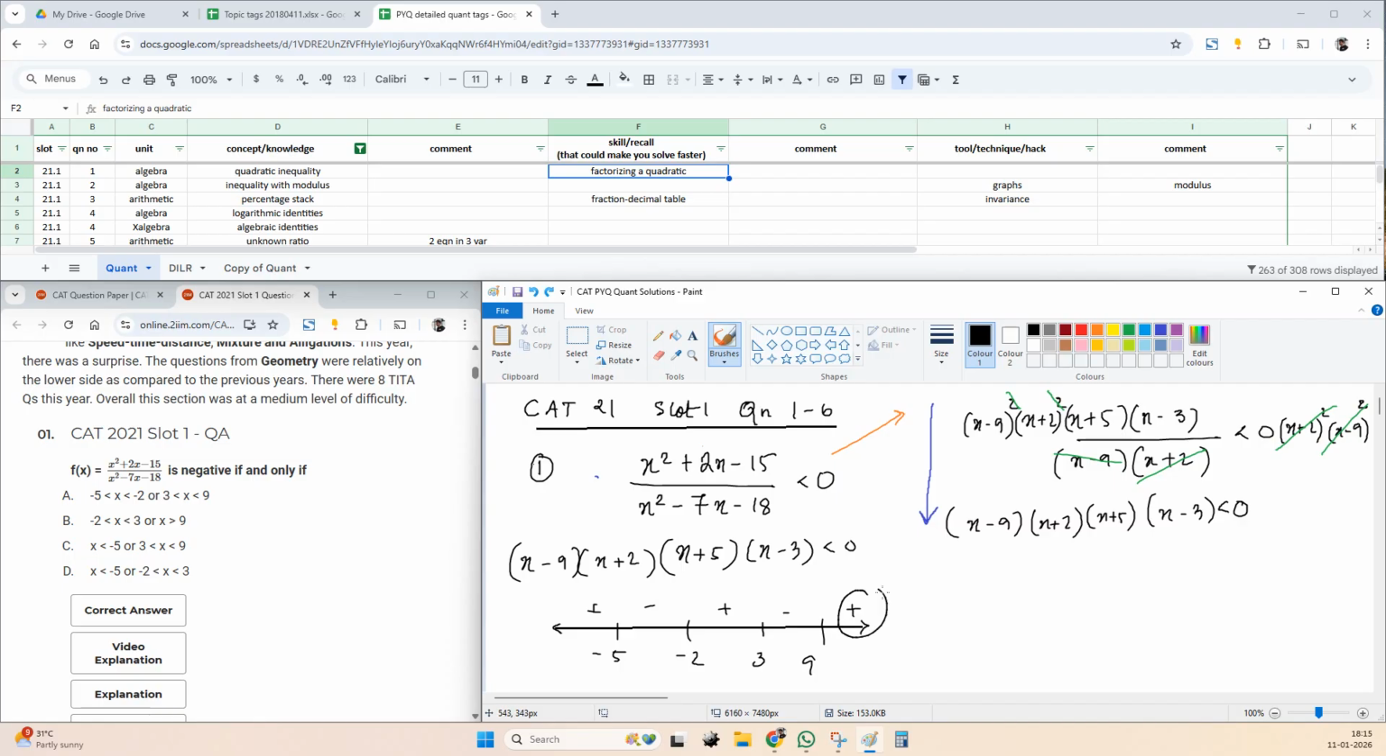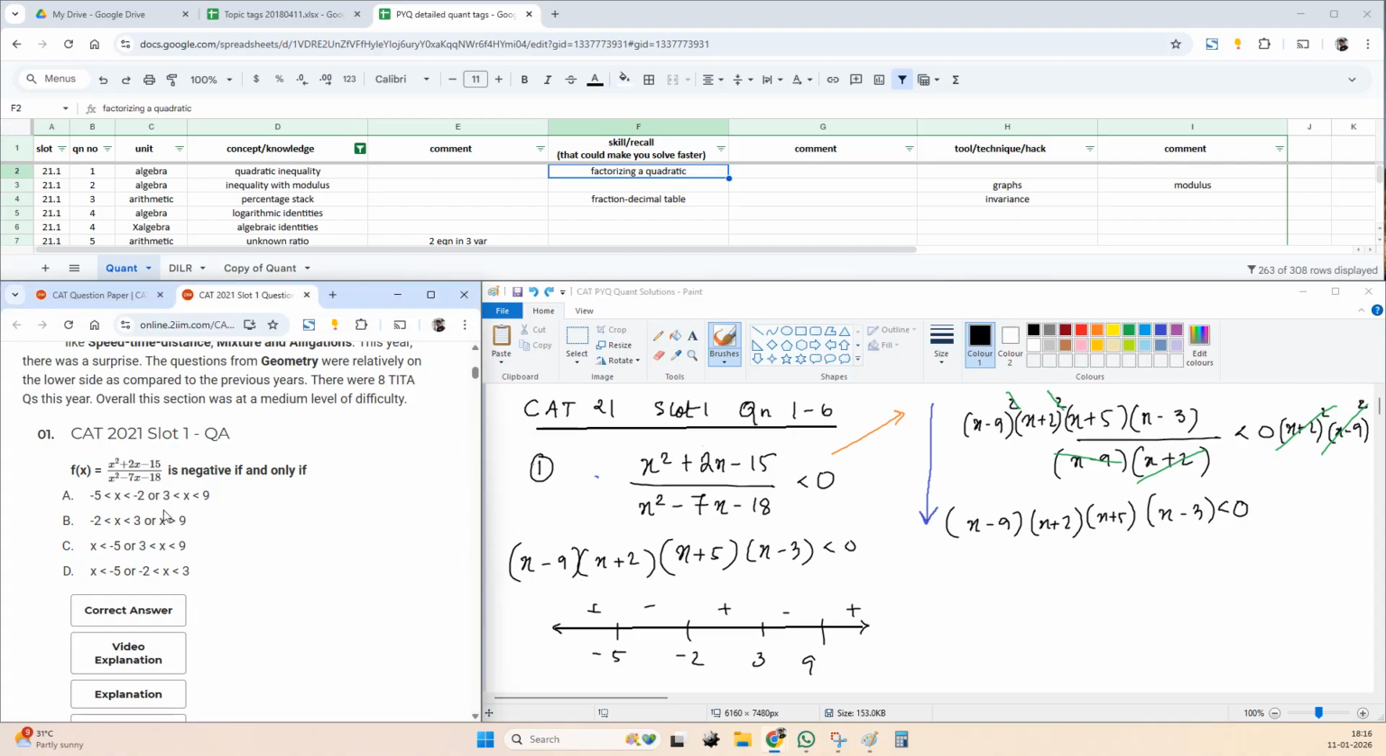The rightmost region will be plus, and after that it just alternates. This is again something that you learn when you practice this. You do a few questions, you will not have to reason it out in 100 words like I did over 1 minute. You will just put a plus at the right end and it will just alternate, right? And what are we looking for? We are looking for negative values. Negative values would be between 3 and 9 and between minus 5 and minus 2, which is option A.